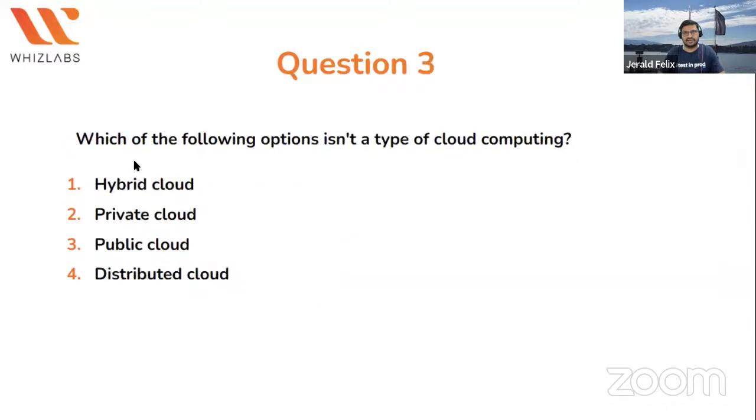And the third question, which of the following options isn't a type of cloud computing? Here we have hybrid cloud, public cloud, and private cloud, but there is no term called distributed cloud. So for the third question, the answer is distributed cloud.